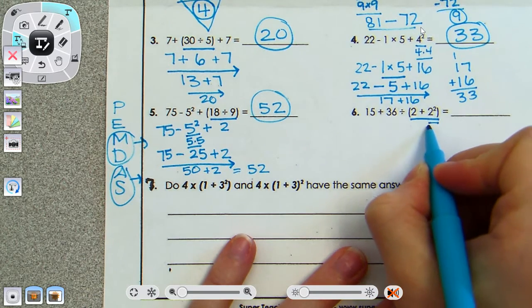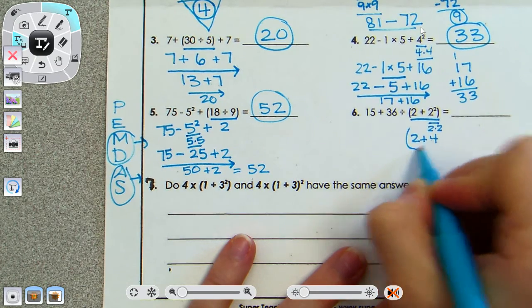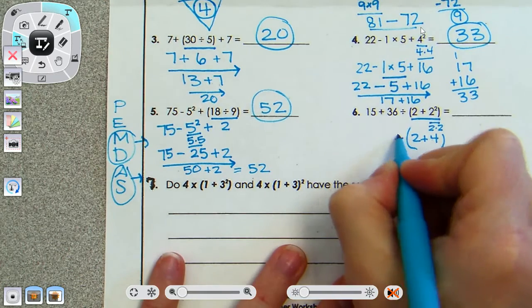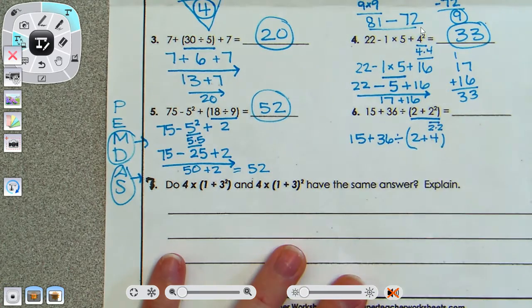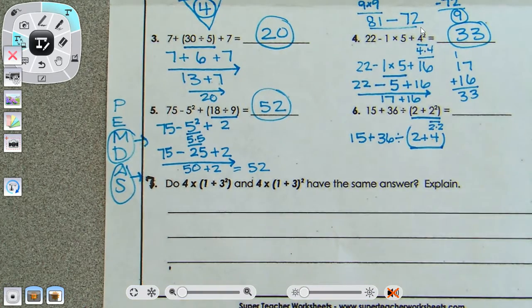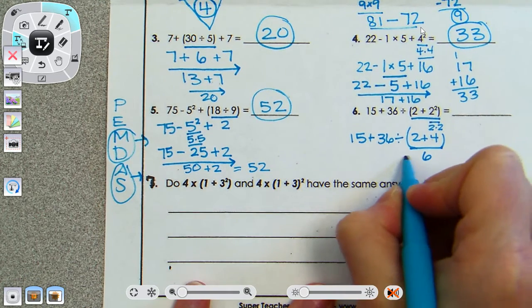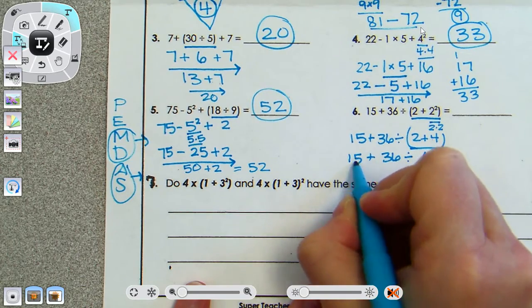So 2 squared, that's 2 times 2, which is 4. I'm going to bring everything else down. I'm going to keep my parentheses because I still have some things happening in it. We have a 36, we have a plus, and we have a 15. Okay, I'm going to underline the parentheses again because I still have some work to do before those walls come down. 4 plus 2 is 6. Walls fall down. I'm going to bring everything else down and copy it.